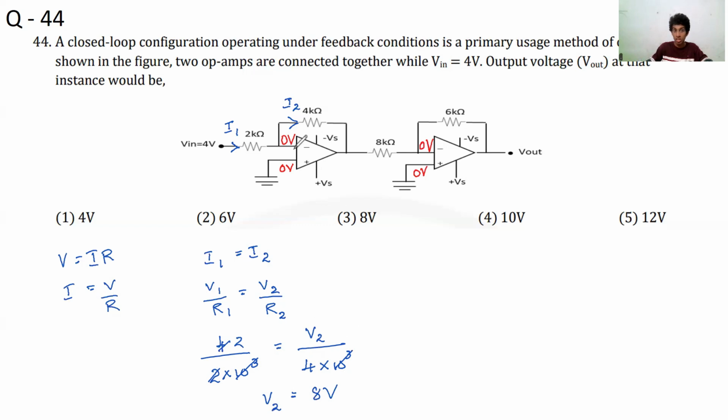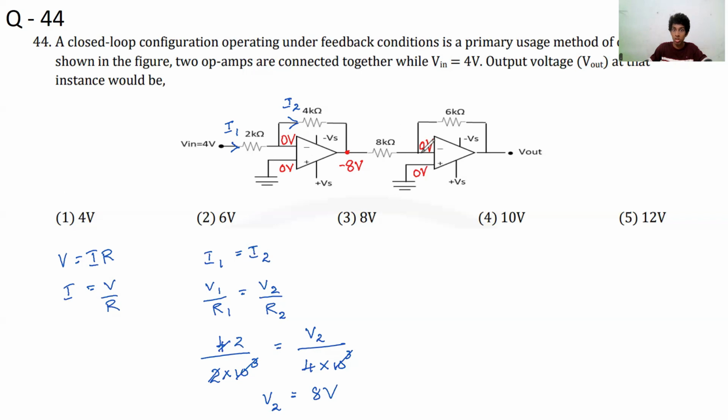As the current always flows from a higher potential to a lower potential, the voltage at this point will be minus 8 volts, as the voltage difference across the 4 kilo ohm resistor is 8 volts. And now here you can see the voltage here is 0 volts and the voltage here is minus 8 volts.